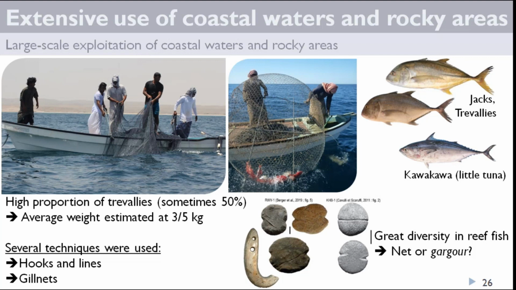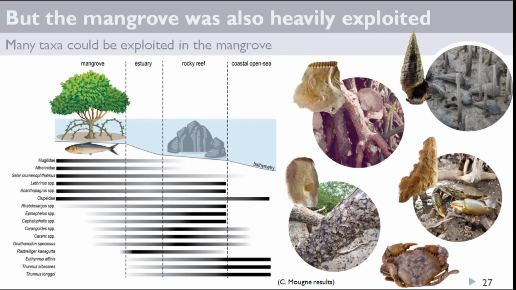But the mangrove was also heavily exploited, as I said to you with the previous result, and as you can see on this graphic, many species could potentially be exploited from the mangrove. You can also see on the right of the picture that my colleague Caroline Moon also highlights an exploitation of the mangrove during all the time of occupation of Ras al-Hamra 6 with different kinds of taxa. And if you look at the first graphic, there is some gradient of exploitation, and at the end, all the different kinds of environment present in the neighborhood of the site were exploited.